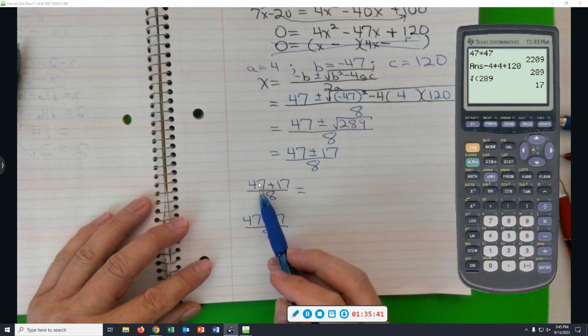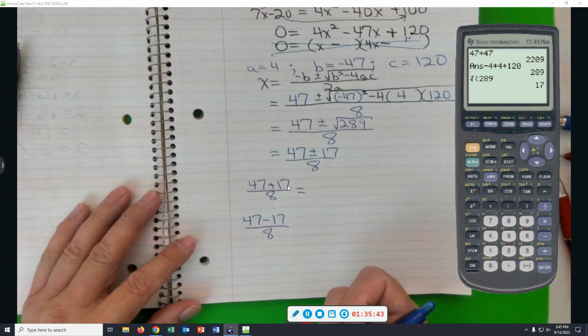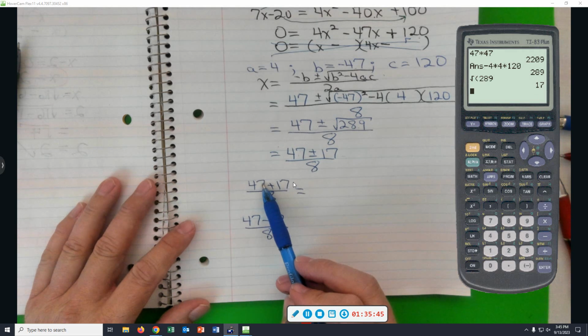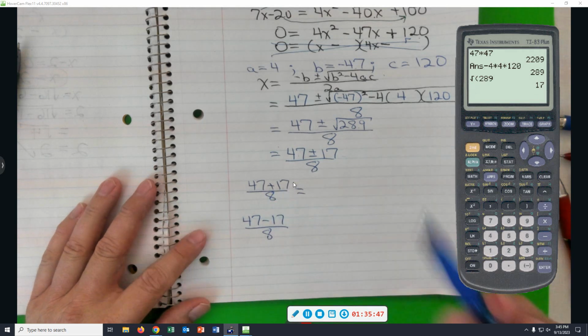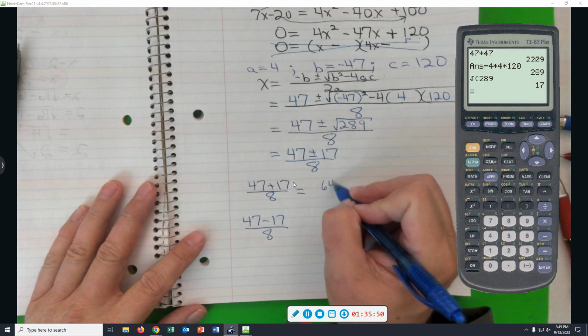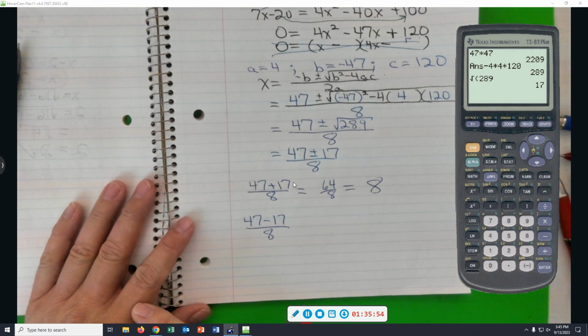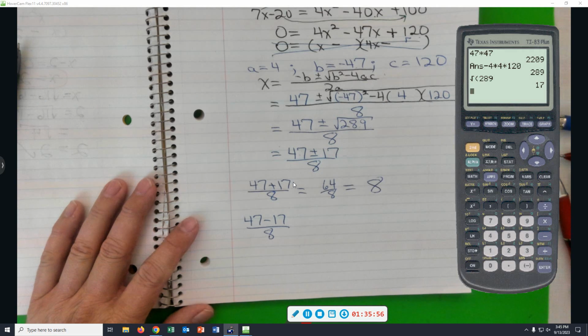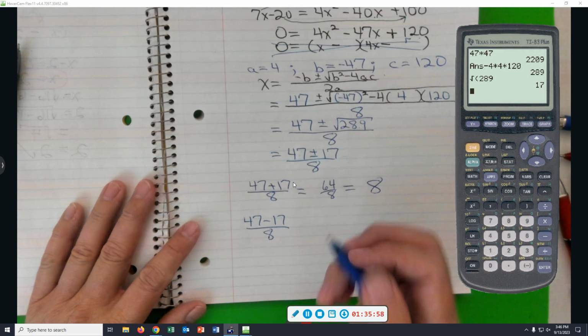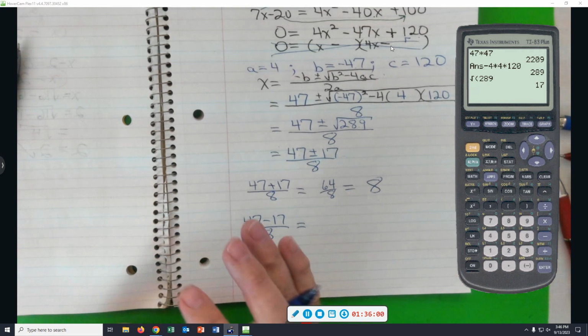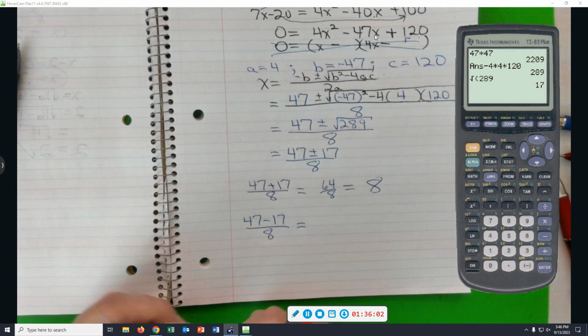Let's do the 47 plus 17 over 8. 47 plus 17, is that 64? Divided by 8. It should have been 8 and 15. How many of y'all had already figured out we could have factored it with 8 and 15? That was the pair of numbers that neither of us thought of.